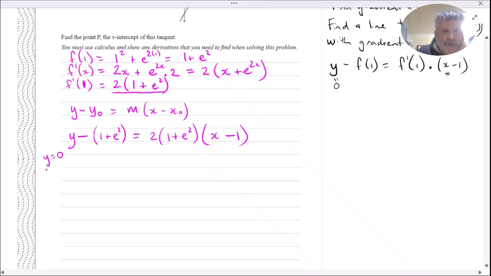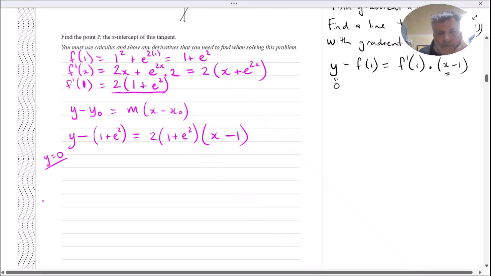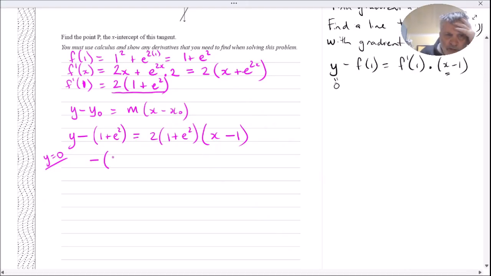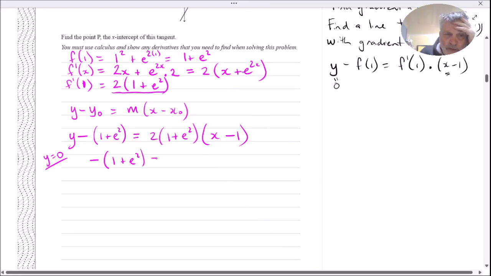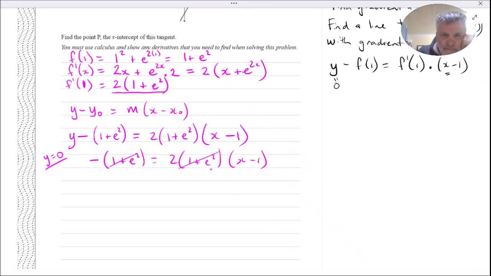We want to find what happens when y equals 0, so we just leave off that last term, so we get minus 1 plus e squared equals 2 times 1 plus e squared, x minus 1. Now this messy bit, we can just divide through by that. It's not 0, so that's a legitimate tactic.